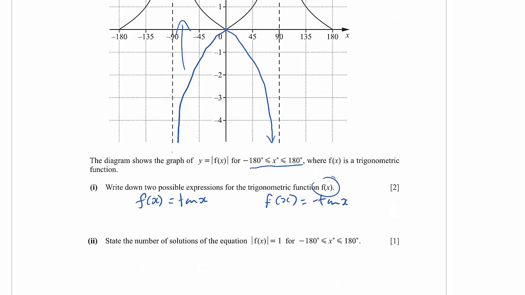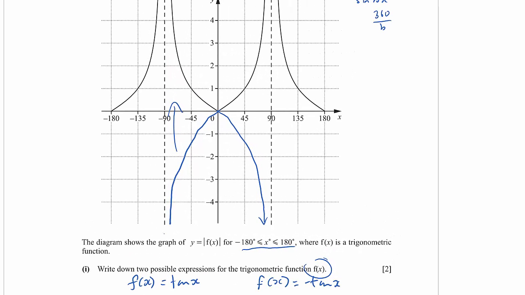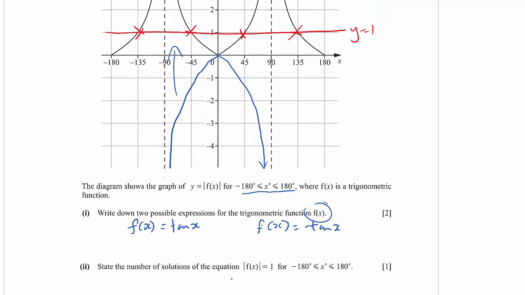State the number of solutions of the equation mod fx equals 1 between negative 180 and 180, or we can just draw y equals 1 on here and count the number of solutions. There are 4 solutions.